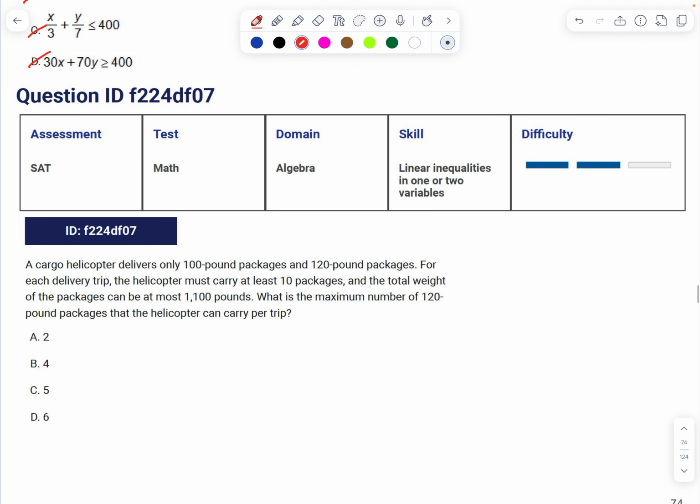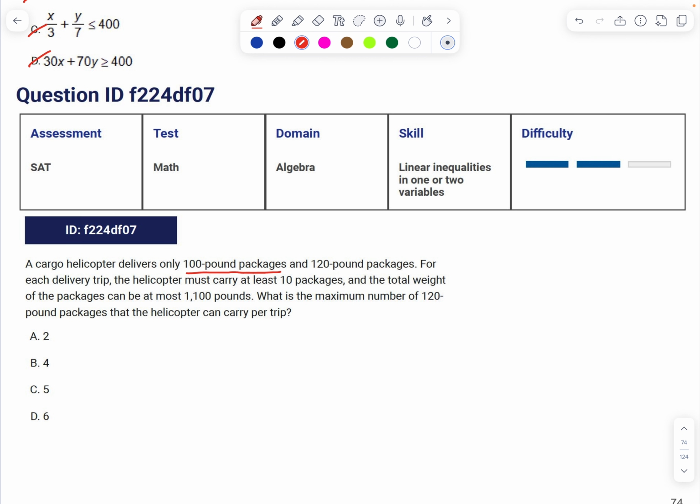A cargo helicopter delivers only 100-pound packages and 120-pound packages. For each delivery trip, the helicopter must carry at least 10 packages, and the total weight of packages can be at most, I'm going to circle this, very important, at most 1,100 pounds. What is the maximum number of 120-pound packages that the helicopter can carry? Okay, cool. So what do we got here?